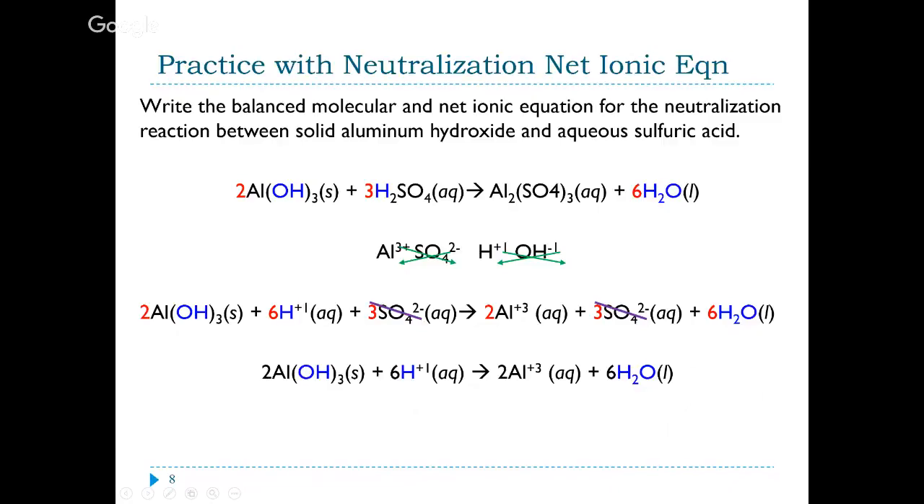We can then cross off our common ions on either side, which happen to be the sulfate ions, and write our net ionic equation, showing that what is actually happening is the protons are able to react with the hydroxide ion, dissolving this substance to form aluminum ions and water.